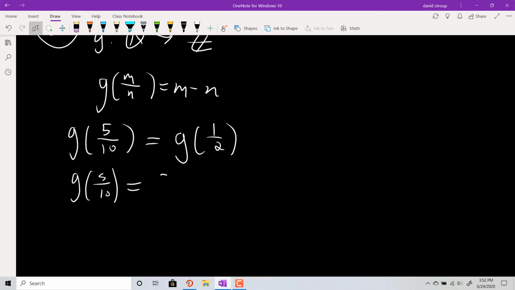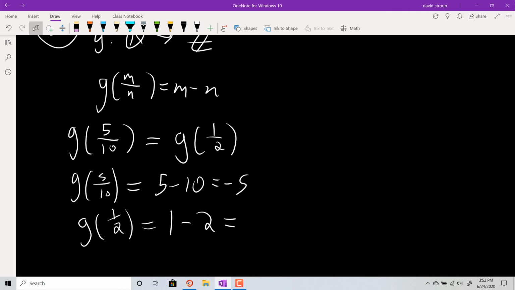G of 5/10 is going to be 5 minus 10, which is negative 5. But g of 1/2 is also kind of a different thing. It's 1 minus 2 is negative 1. These guys aren't the same, so it's not well defined. Okay.